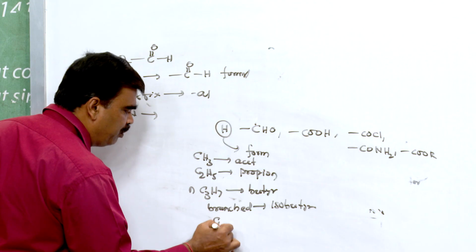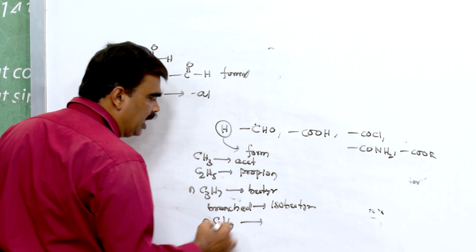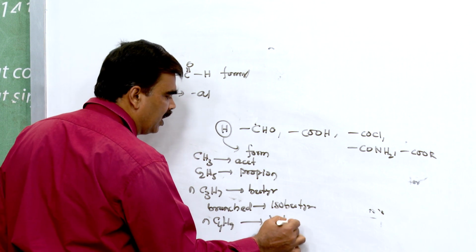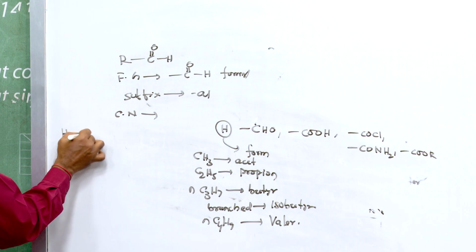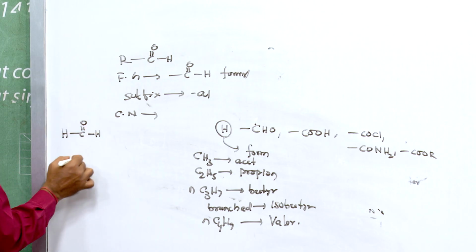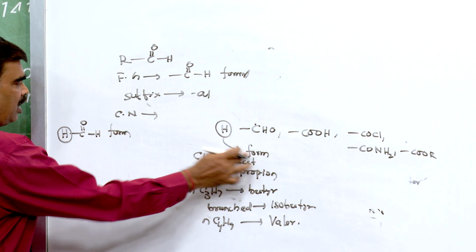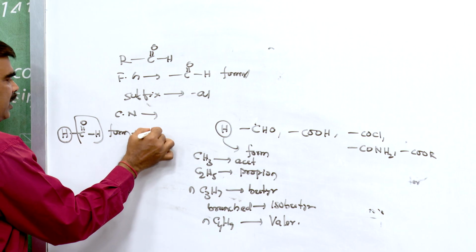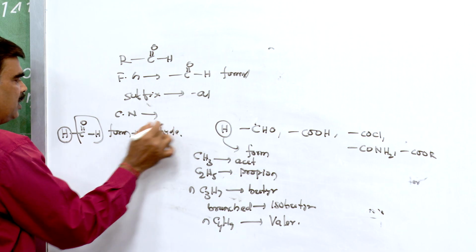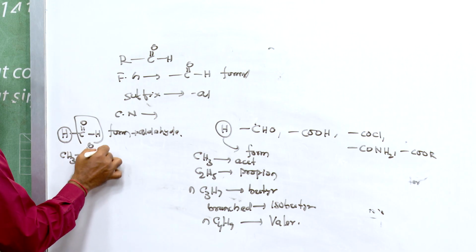And for C4H9, normal, if a straight chain is there, you will call it valer. Let me tell you some examples. This is your HCOH. What is it called? For H, we call it form. Remember, this is form, plus this is your aldehyde. Plus aldehyde, you combine these: formaldehyde. If you take CH3COH, what is it called?